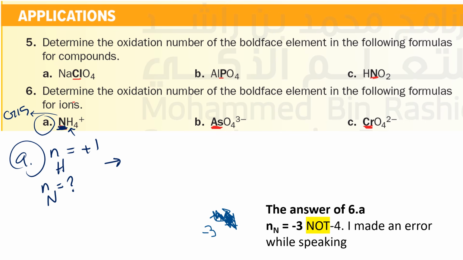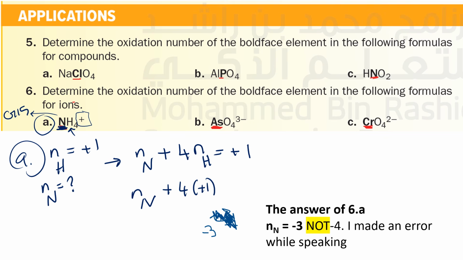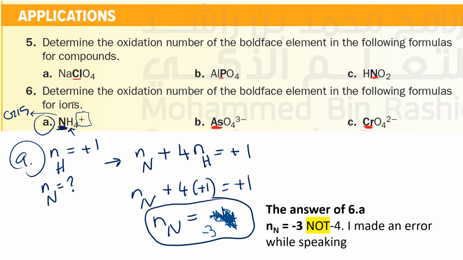So how many N do we have? One. So N plus how many H's? We have 4 H's, right? So N plus 4 NH equals 0? No, equals +1. Of course the 1 is not written in chemistry, so the plus means +1. So N plus 4 times +1 equals +1, so N will equal -3. And that's it.